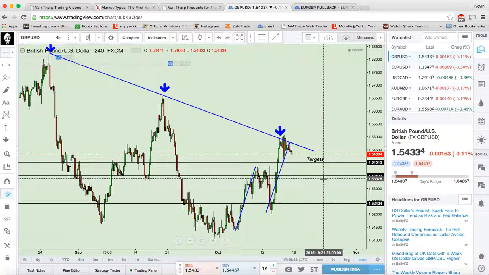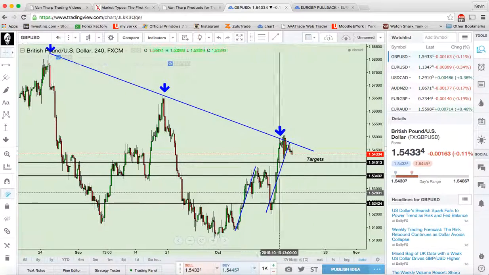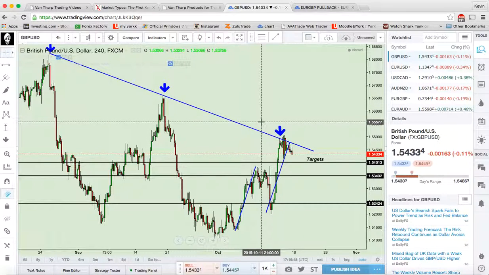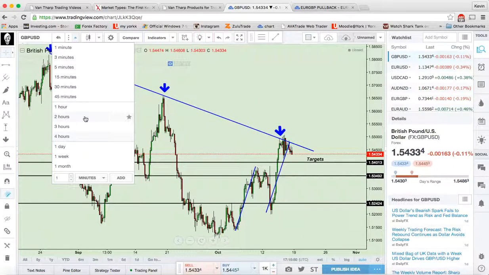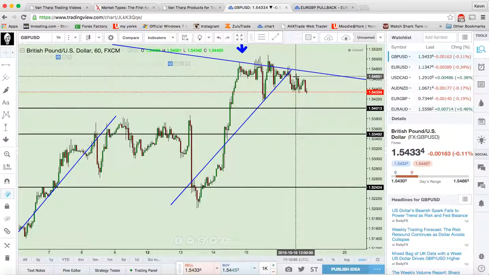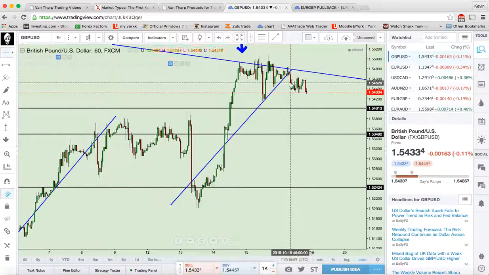So as you can see, these are my three targets for this week. We have an ABCD pattern and also the trend line going on. The price did break out right here. I took this trade, I believe, on this candle.